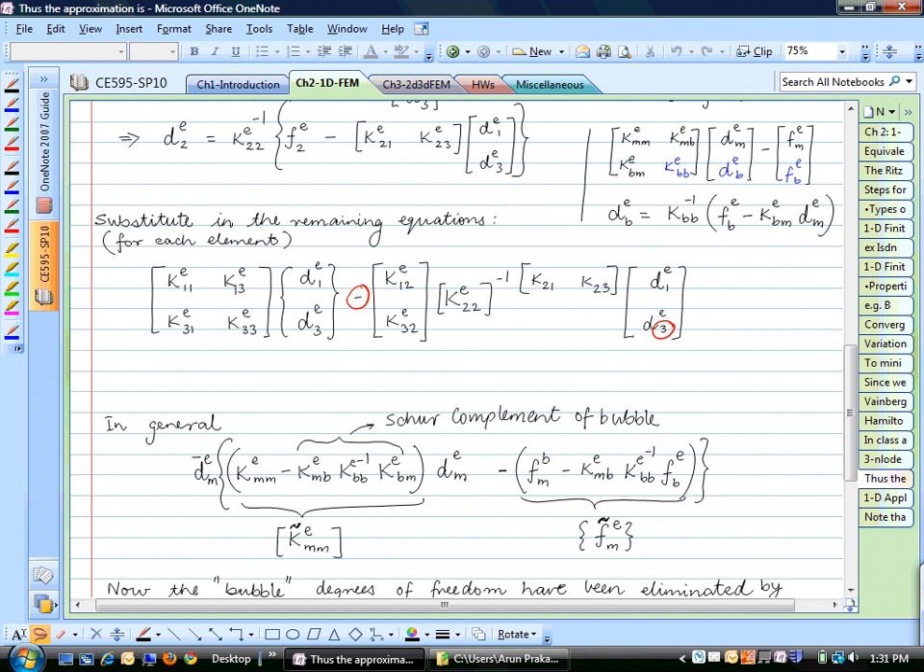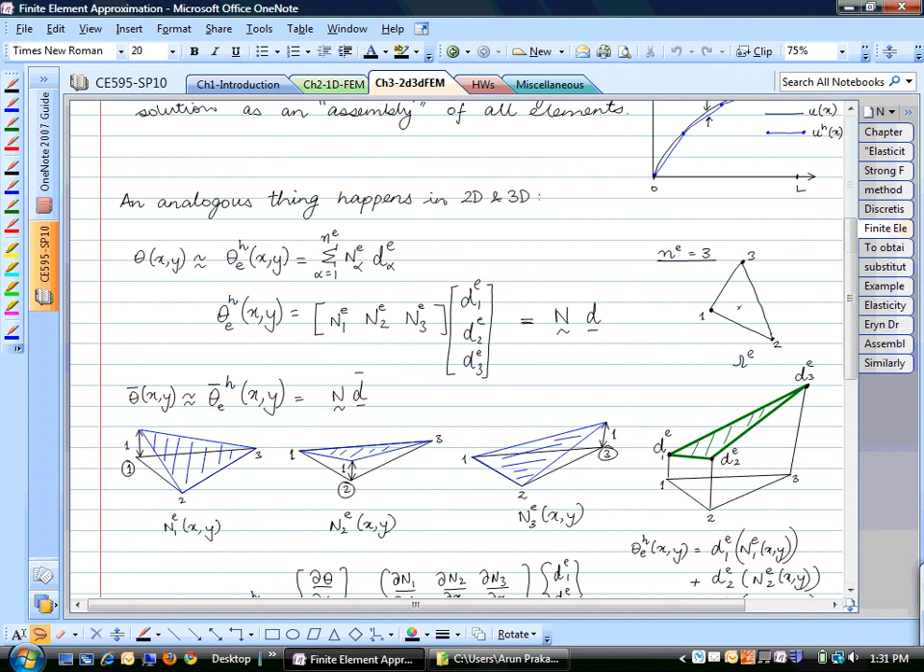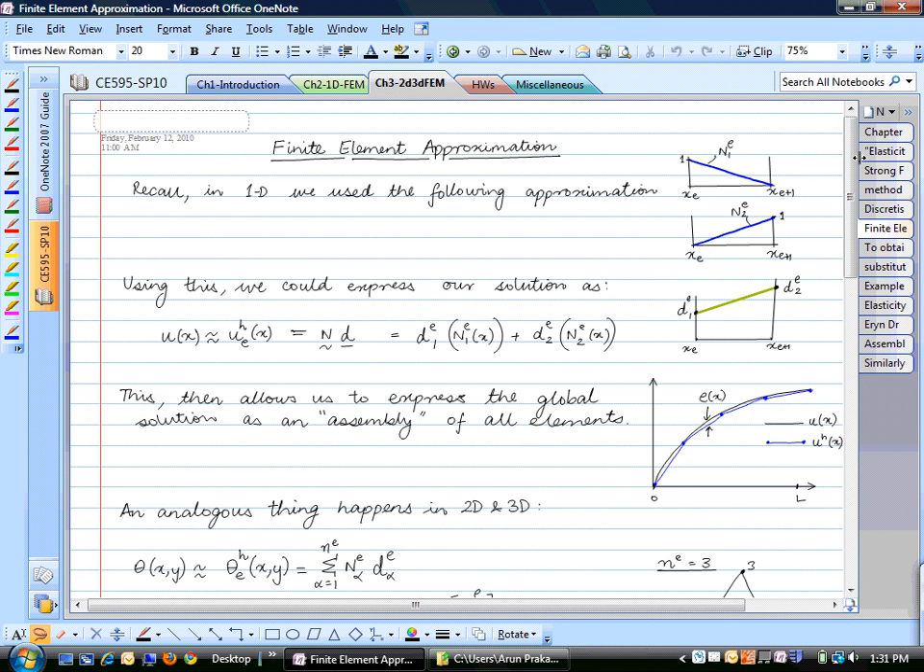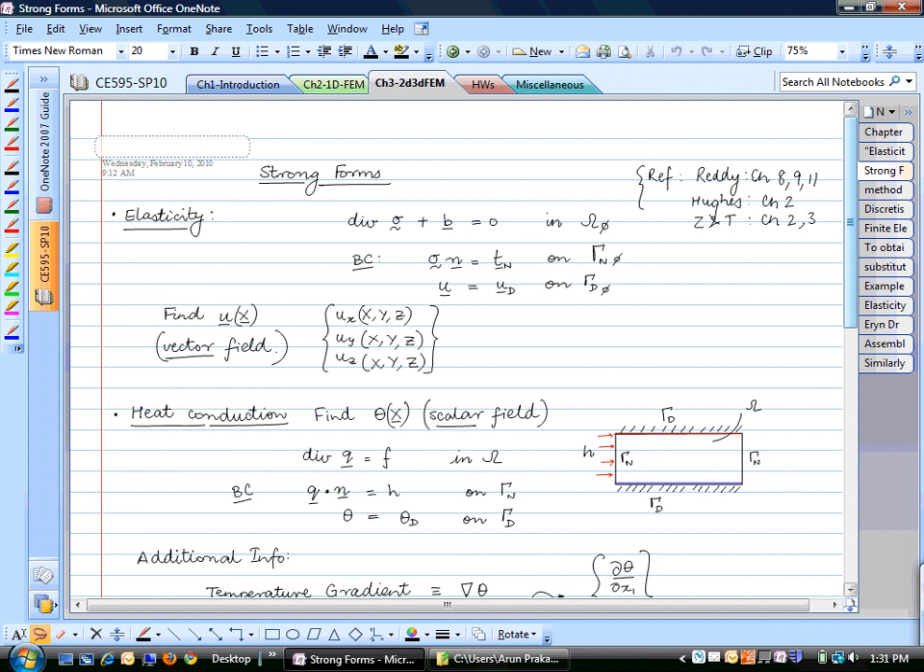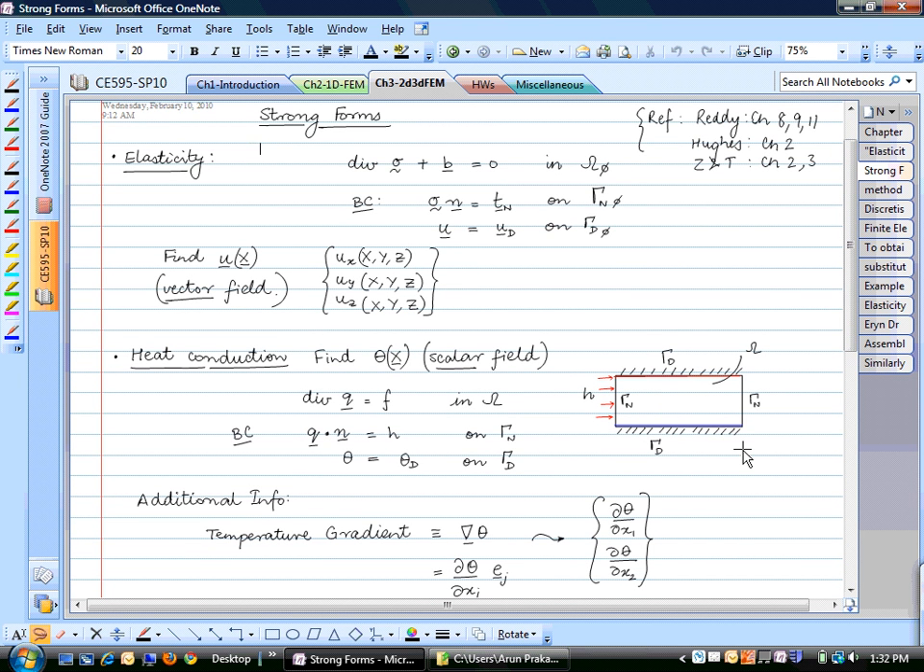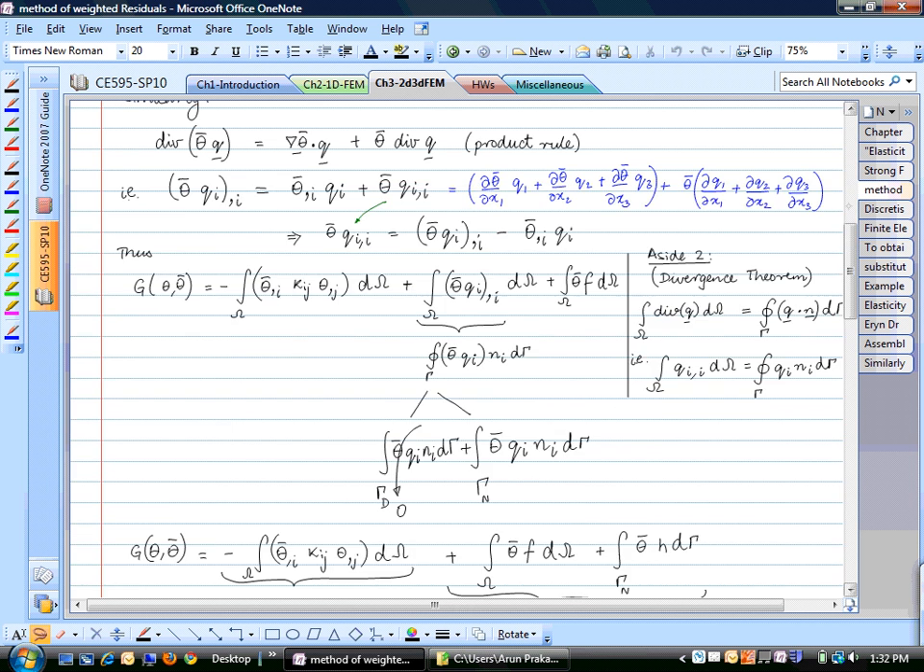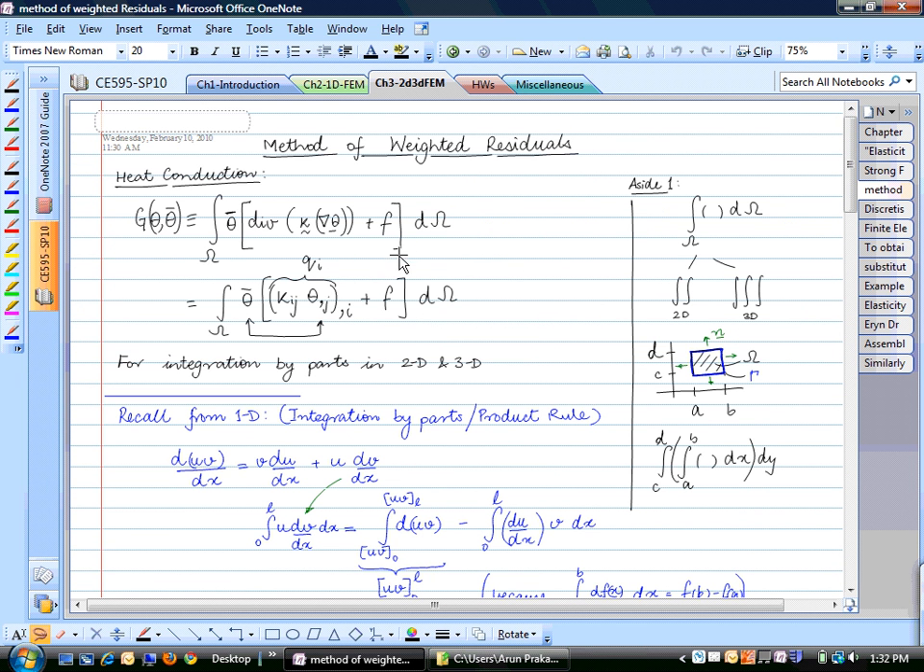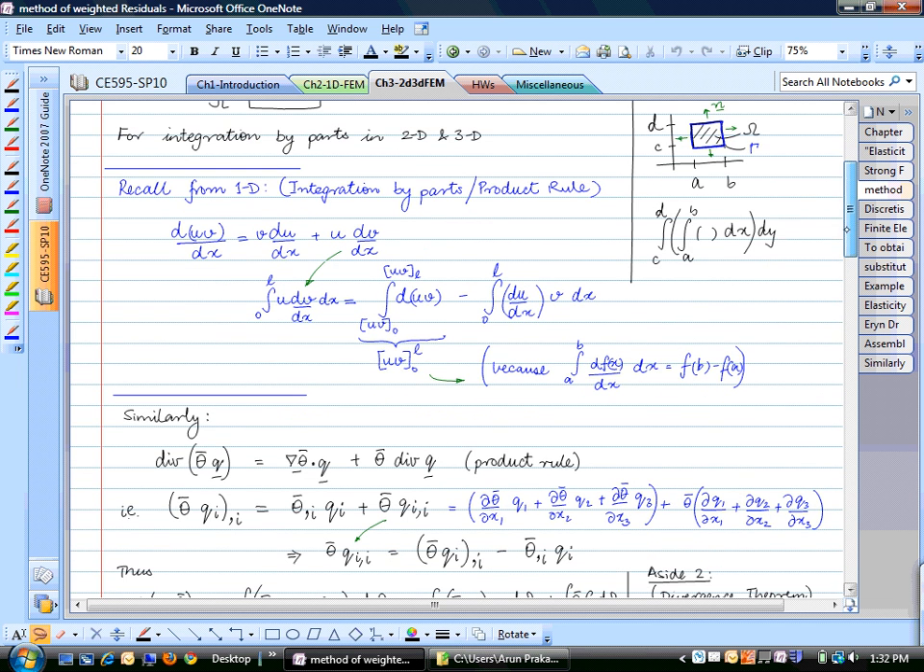Okay. So let's see. We were doing last time the finite element approximation for 2-dimensional and 3-dimensional problems. So we started to take a look at the thermal heat conduction problem, and we said that the sample problem that we were going to look at was this one, this domain. We used the method of weighted residuals. We take the governing differential equation, multiply it with a virtual temperature field, integrate it over the domain, and do our integration by parts in 2 dimensions or 3 dimensions.